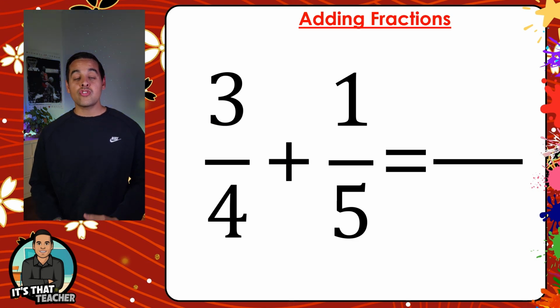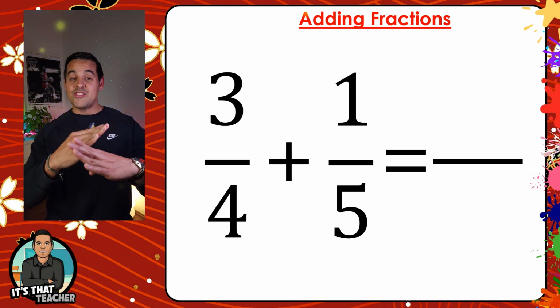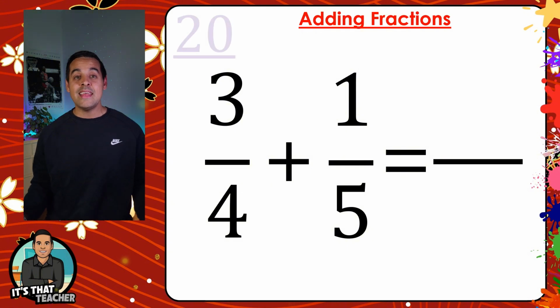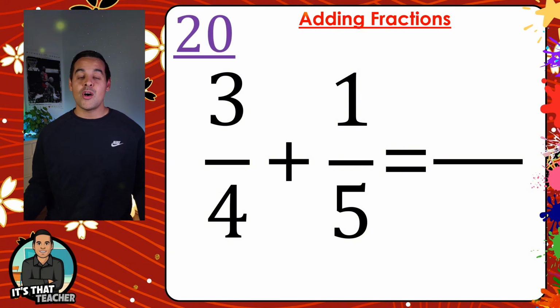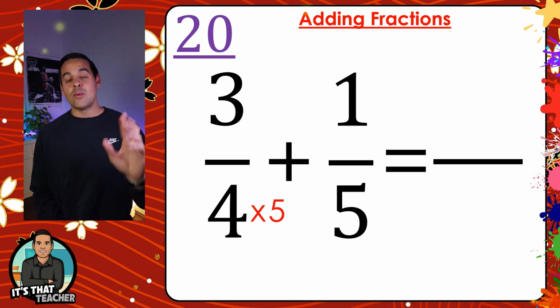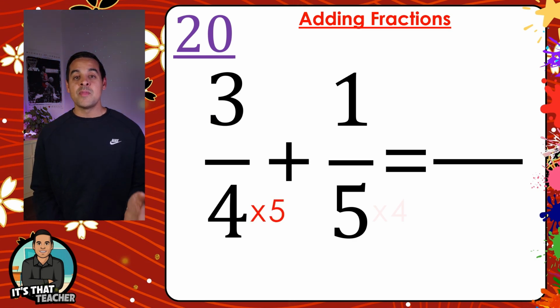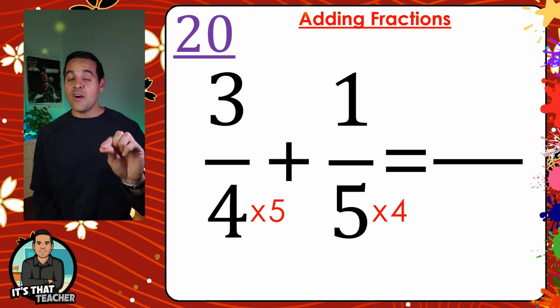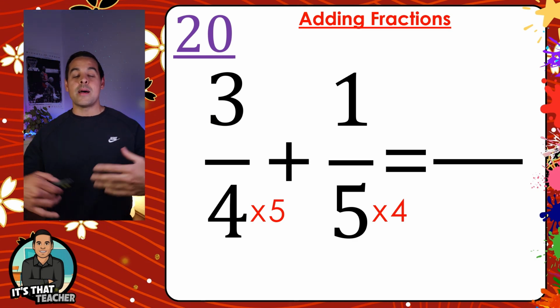So the lowest common multiple between our denominators, so the first time that both times tables meet up and share a common multiple, is the number 20. So what do we need to do to that 4 to equal 20? Well, we need to times it by 5. What do we need to do to the 5 to equal 20? We need to times that by 4.